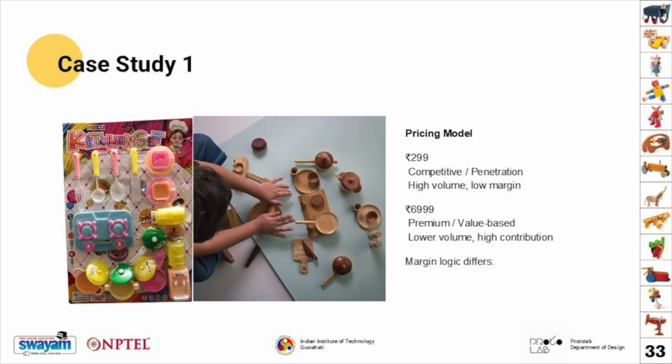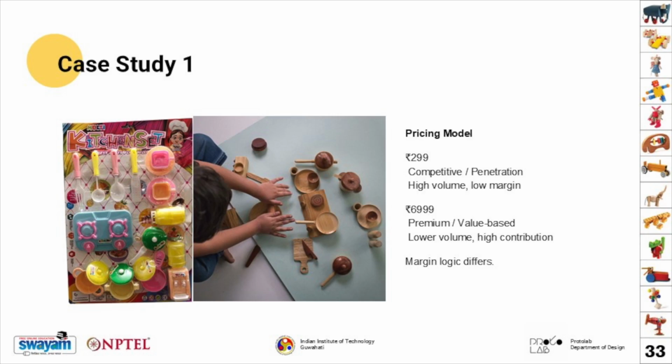The rupees 299 kitchen set likely follows competitive pricing. Its costs remain within an expected market band to compete with similar products. Margin per unit is low. Volume drives sustainability.